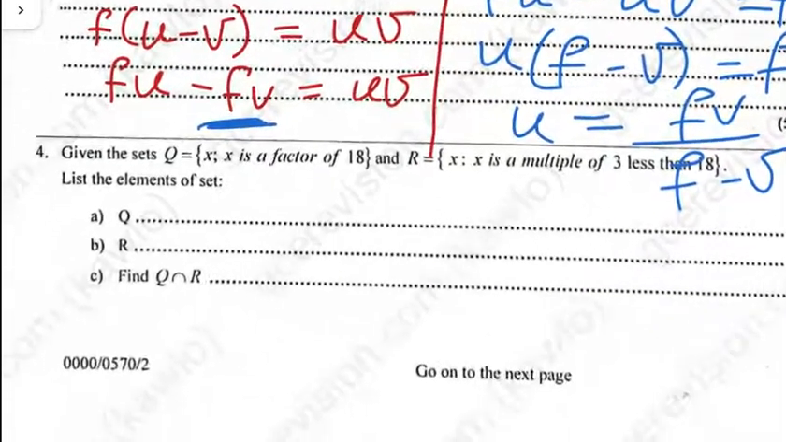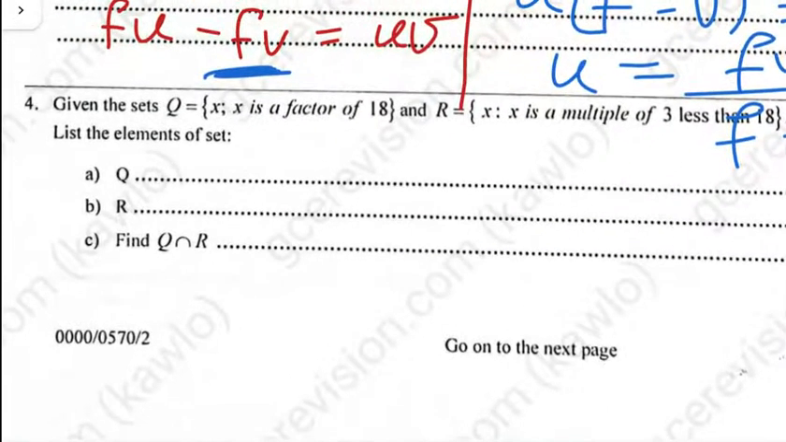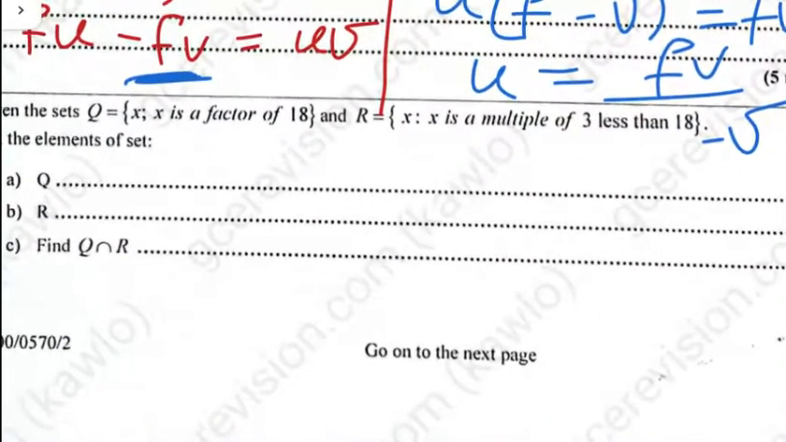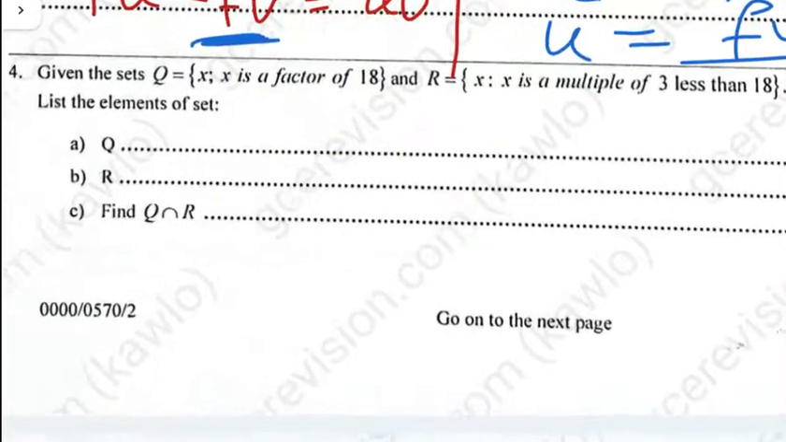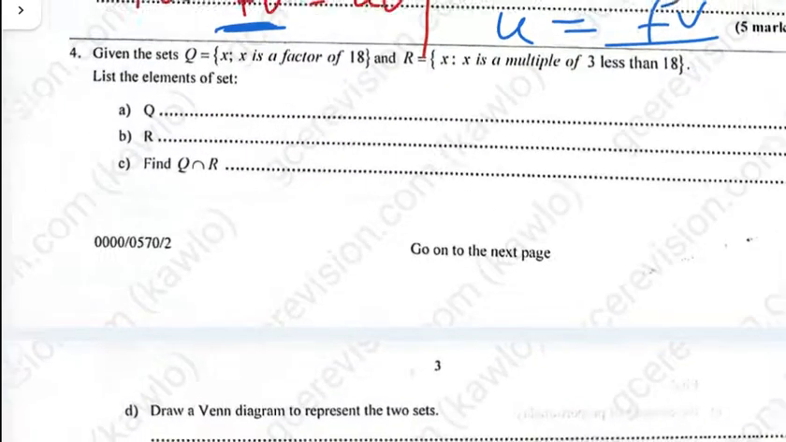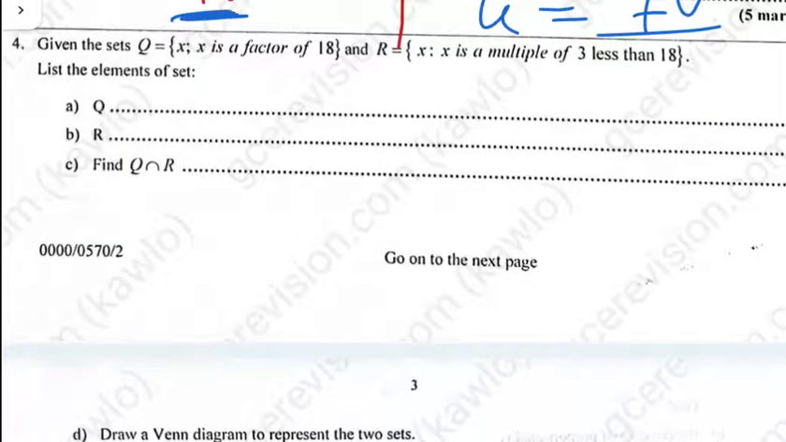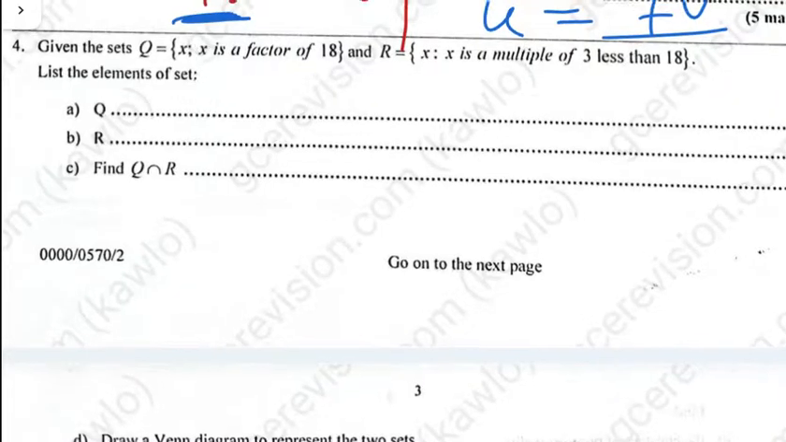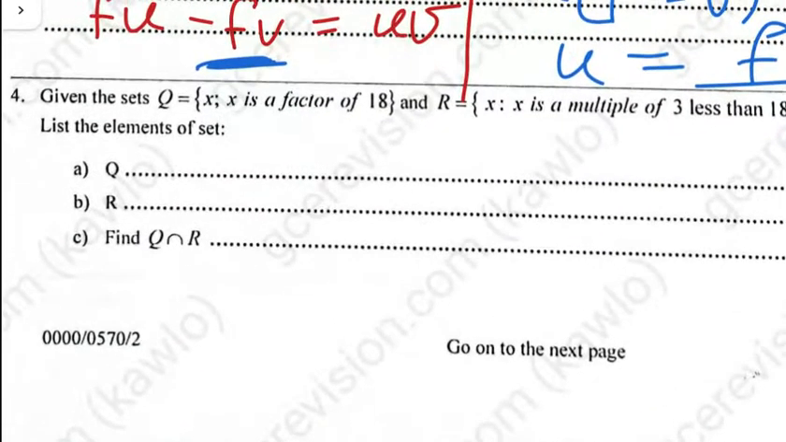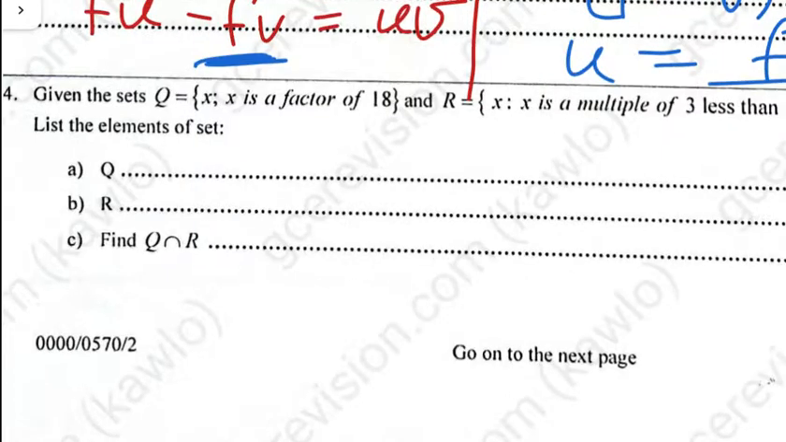Question 4. Question 4 reads, given the sets Q is equal to x such that x is a factor of 18, and R is the set x such that x is a multiple of 3 less than 18. List the elements of the set Q, R, and Q intersection R. Okay, so let's look at question 4. What will be the elements of the set Q?